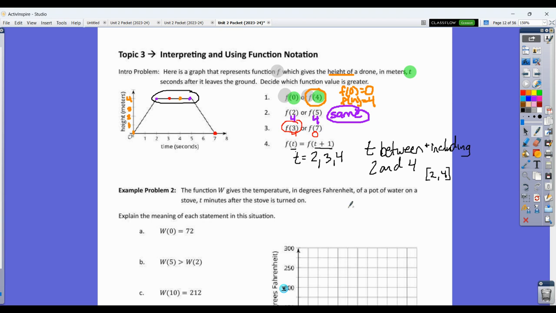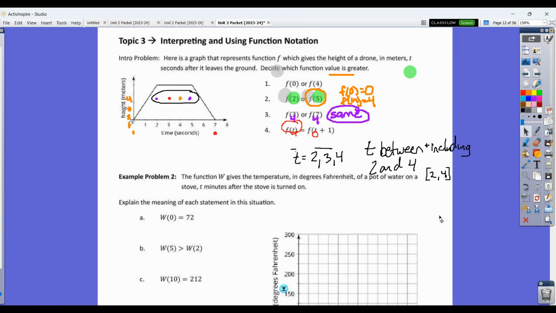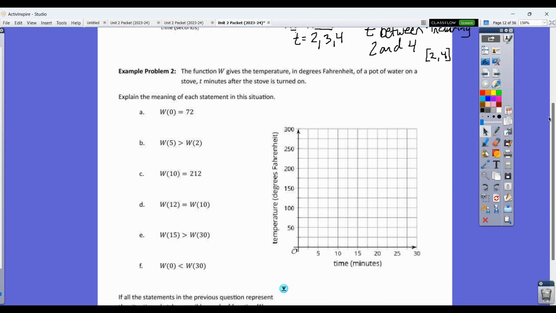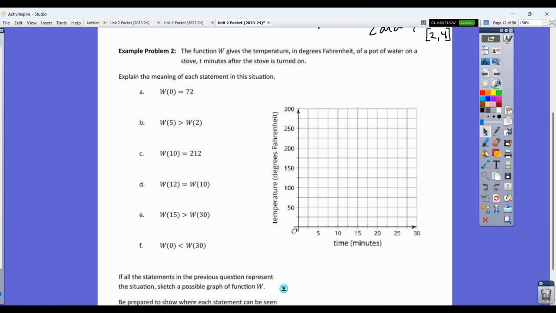Okay, if we move on to example problem number 2, I got to find my scroller here, you guys. There we go. The function W gives the temperature in degrees Fahrenheit of a pot of water on a stove T minutes after the stove is turned on. Okay, so we've got this idea. We have the function that's W, and W is giving the temperature in degrees Fahrenheit of a pot of water on a stove T minutes after the stove is turned on.